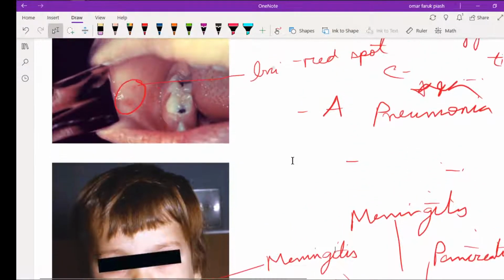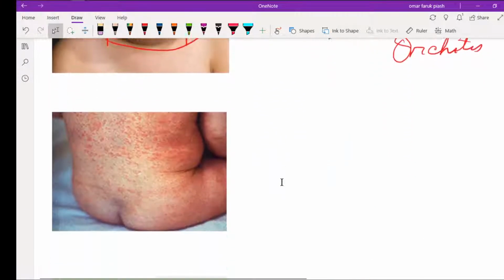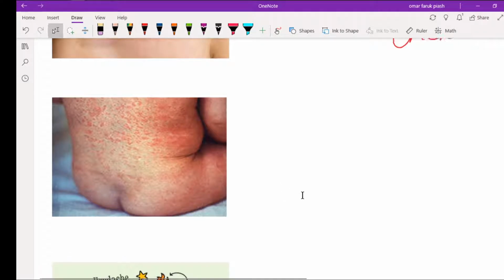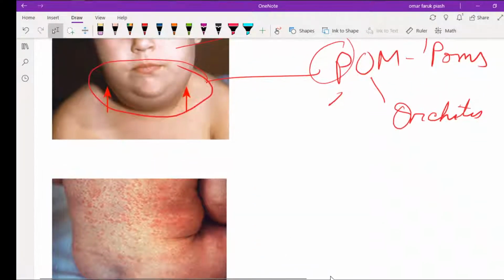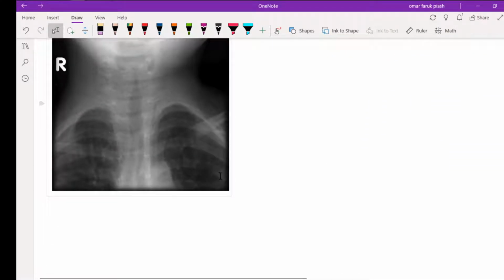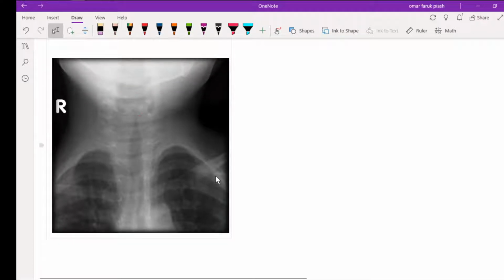Now this is a picture of rubella. Before jumping into rubella, I would like to discuss other parainfluenza virus disease like acute laryngotracheobronchitis. This is a picture of acute laryngotracheobronchitis.